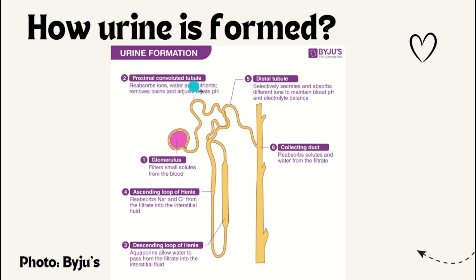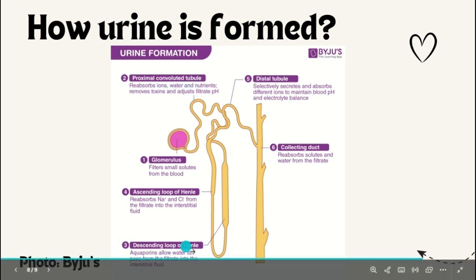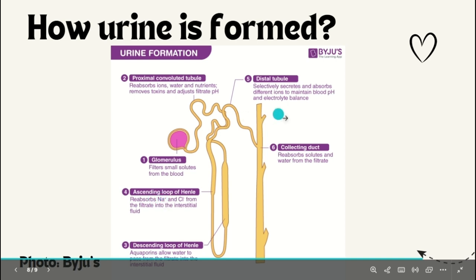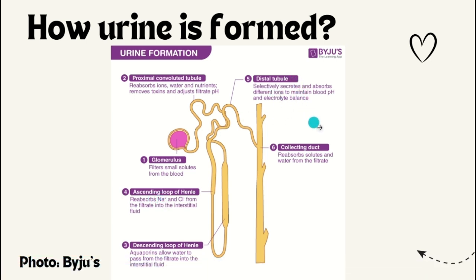So it starts with the glomerulus, then the proximal convoluted tubule, and then the descending loop, descending as in going down, loop of Henle, then the ascending loop of Henle, and then you're going to have the distal tubule, and then the collecting duct. So basically, this is more of a memorization thing. So you just need to memorize what happens in what, right? At the end of the day, the goal is to filter the blood and to pass out the waste through urine, right? That's the whole goal of it, right?